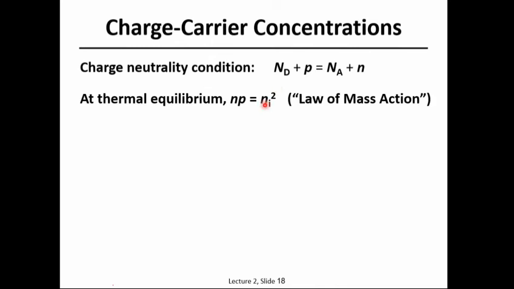This equation at thermal equilibrium will always be true, whether n equals p or n does not equal p. The product of the electron concentration and the hole concentration, np, equals ni squared. And this equation we call the law of mass action.